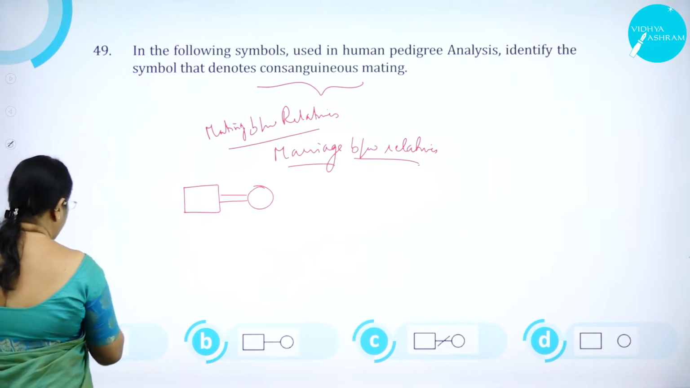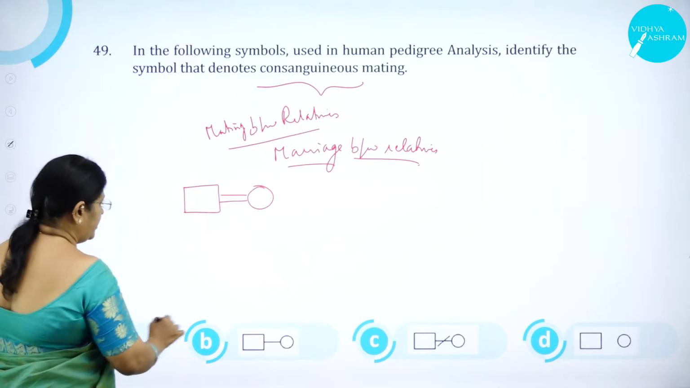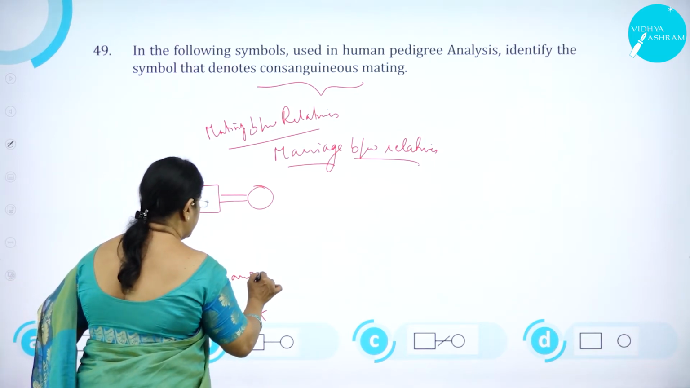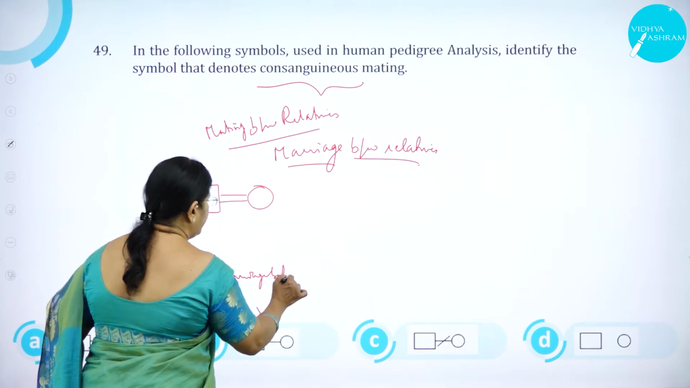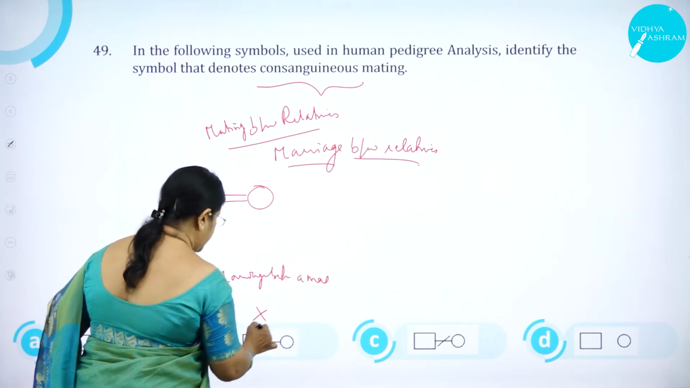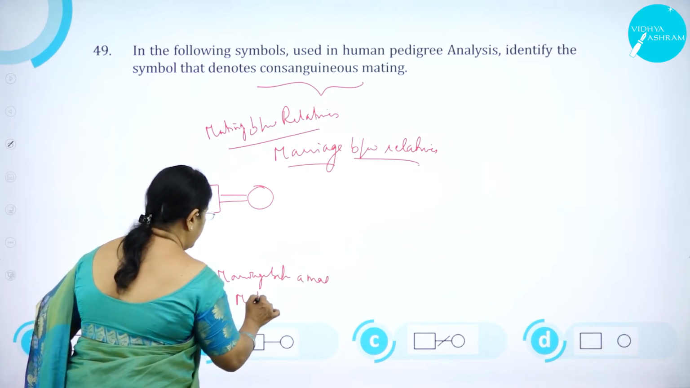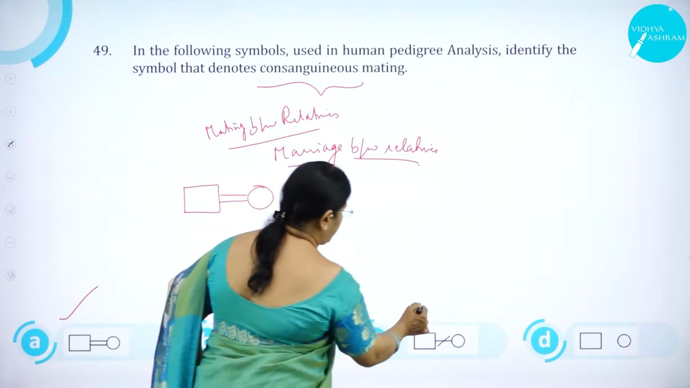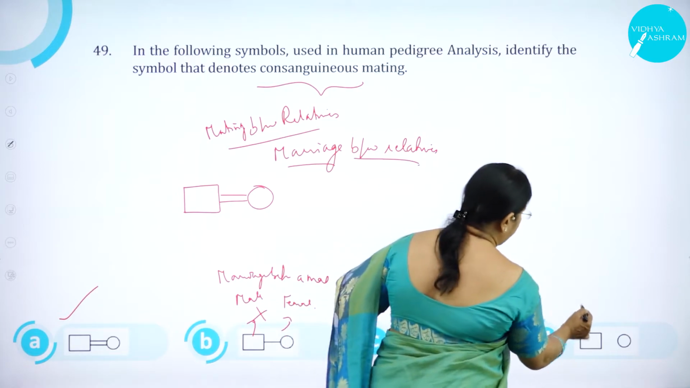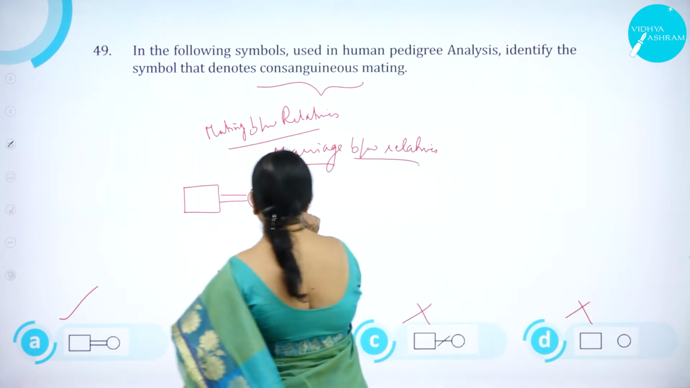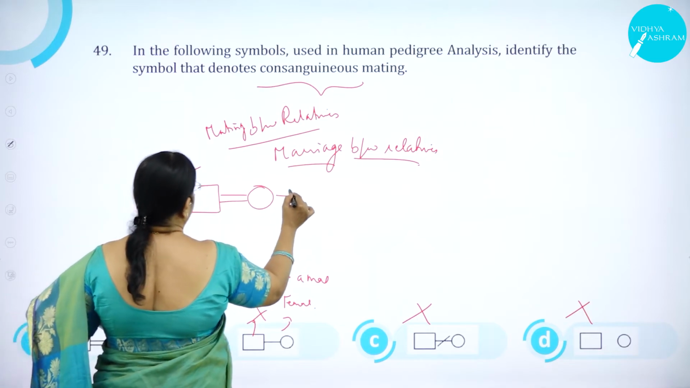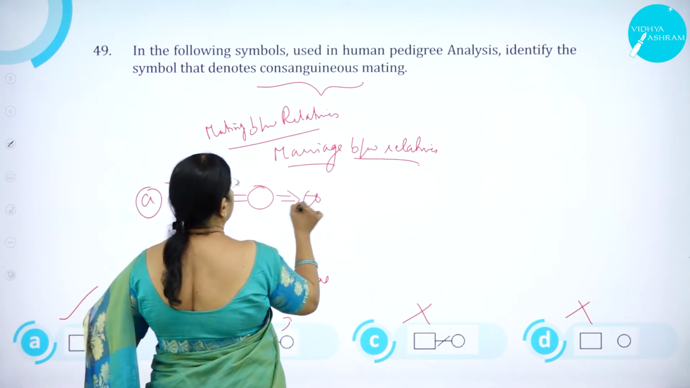So option A, here you can see the same, correct. Here it is wrong. This is marriage between a male, this is male, and this is female individual. This is wrong and this is completely wrong. So the option A is correct. Option A is correct, which represents what?